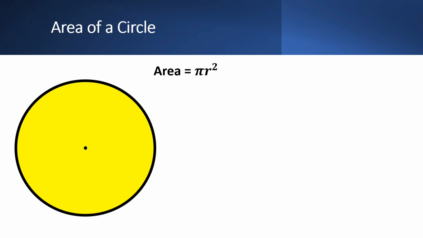Nakita nyo na ba ito? Ang symbol na ito ay tinatawag na pi. At meron siyang constant value, ibig sabihin, yan talaga always ang kanyang value na 3.14. Or pwede rin 22/7. But this time, we are going to use 3.14.